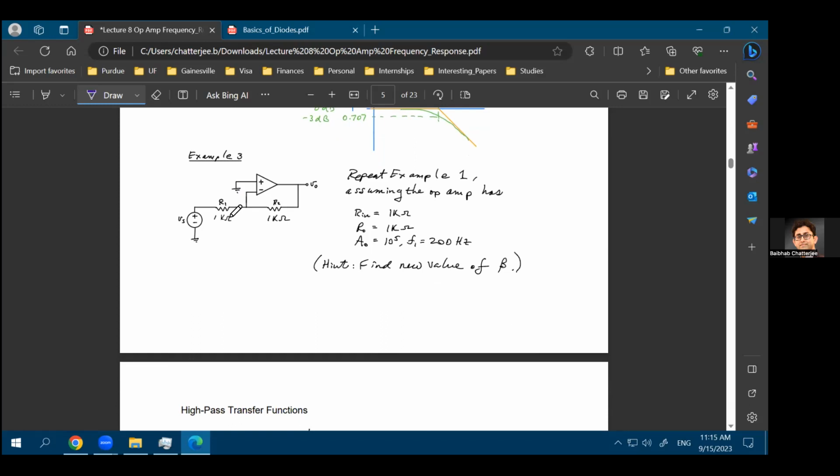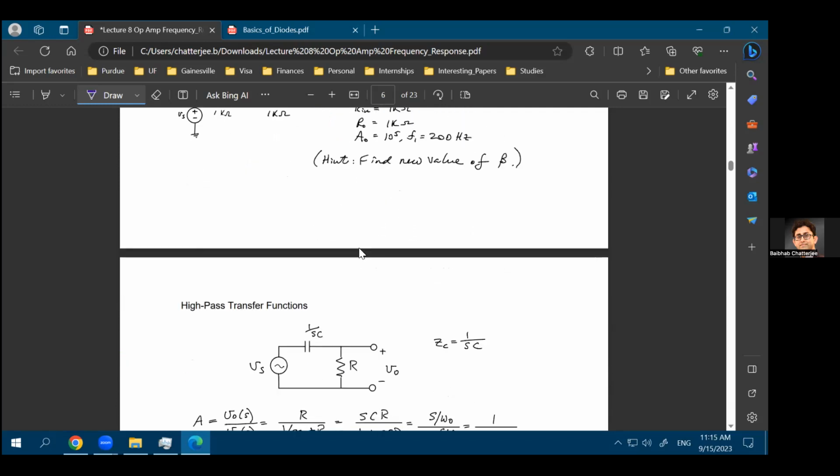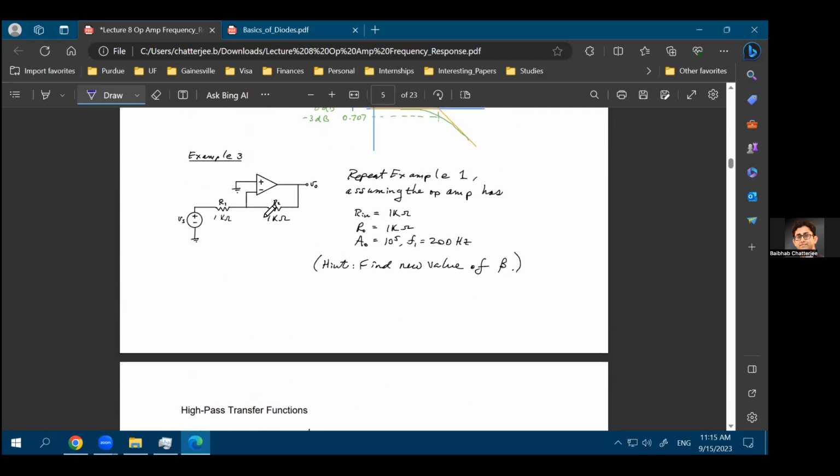Again, a very similar problem, right? Just look into this. I'll not go over the entire problem. It says about the same things. So this is example 1. Assuming the op-amp has input impedance of 1 kilo ohm, output impedance of 1 kilo ohm, and A0 of 10 to the power 5, F1 of 200 hertz.